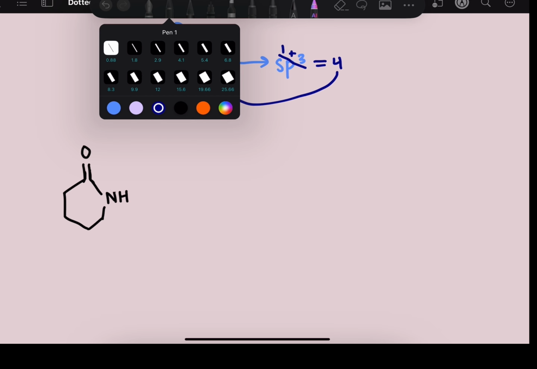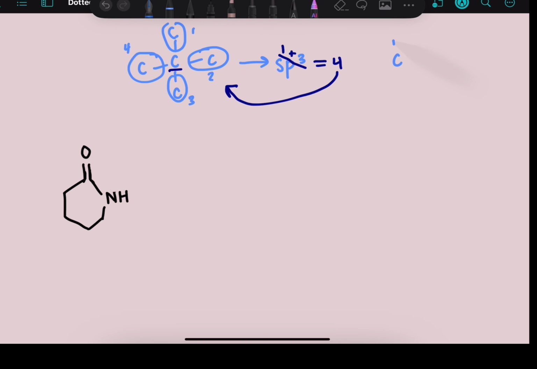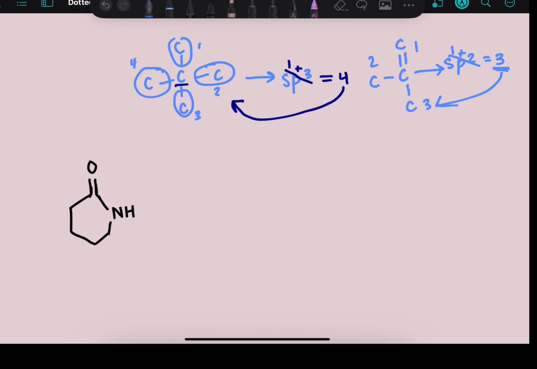Let's do another one. For example, there's a carbon double bonded to a carbon, and single bonded to 2 other carbons. So in this case, we have 1, 2, and 3 groups. That would correspond to an sp2 hybridization because when we add the exponents together, it gives us 3, which is 3 groups. So that's correct. That is one way you can determine hybridization in simple terms.